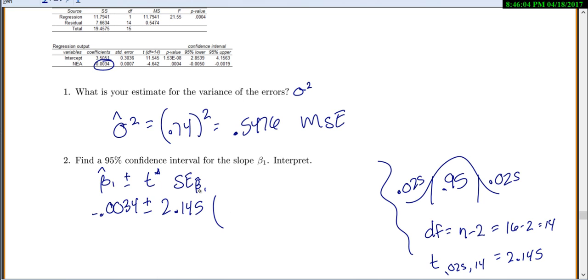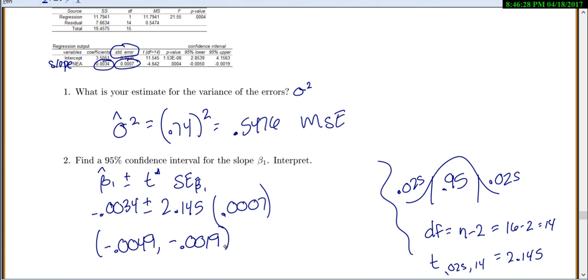Now the only thing we haven't talked about yet is the standard error for our slope. The way you do this is it's super easy. You come to your table, notice the thing that says standard error. Our slope is always this bottom line. So standard error for the slope is 0.0007. And this gives me the confidence interval of negative 0.0049 to negative 0.0019.